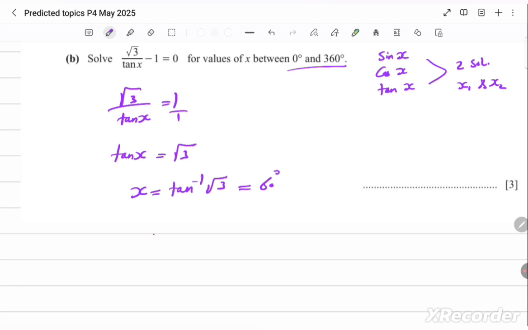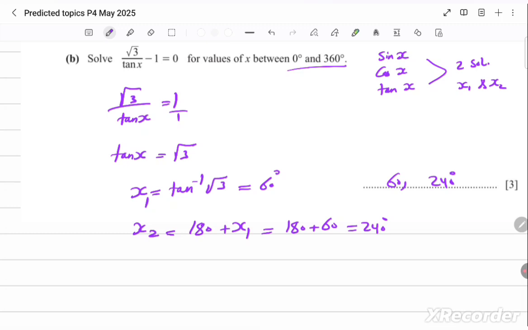Now, this is x1. This is the mistake here. Take care. This is only x1. Still, you should find x2. x2, in case of tangent, is 180 plus x1. Okay, so 180 plus 60, it's 240. So the second one, 240.